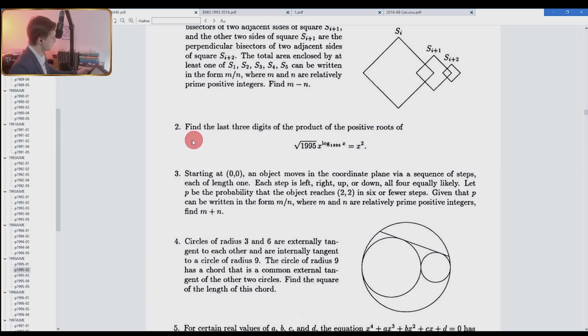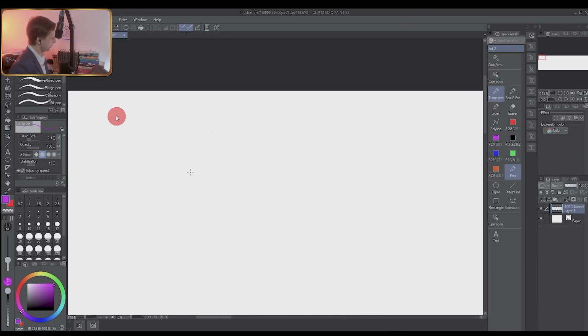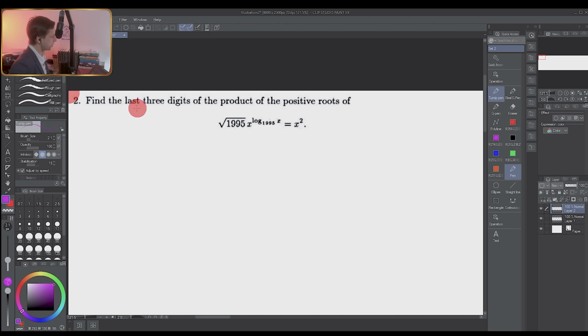Okay, let's solve the next one, the equation number 2, and let's look at this one. So find the last 3 digits of the product of positive roots of this equation. So you have an equation, you need to find its roots to solve it, and to multiply these roots to find its product and to get the last 3 digits of this product. But of course the main issue here is how to solve this equation in the first place.